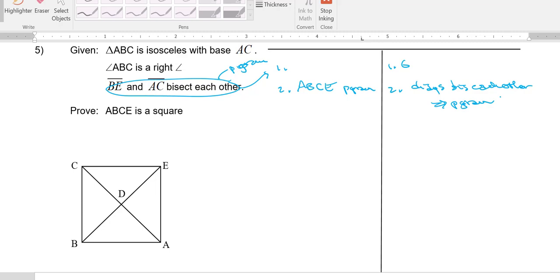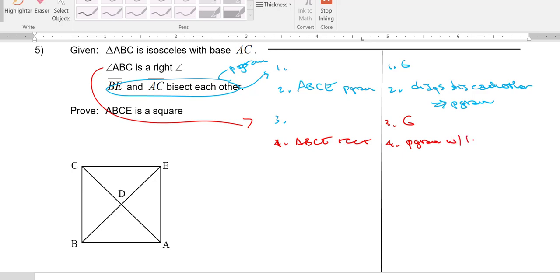Okay, and then from there, I know that if I have a parallelogram with one right angle, that's going to be a rectangle. So ABCE is a rectangle. So if I have a parallelogram with one right angle, it's going to give me a rectangle. Because keep in mind that if I'm trying to prove something's a square, I just need to prove it's a rectangle and a rhombus.